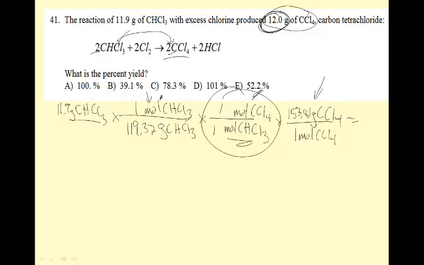11.9 divided by 119.37 times 153.81 gives me 15.3. This is how much I should get. I didn't get that much. I got 12. Oh, why not?